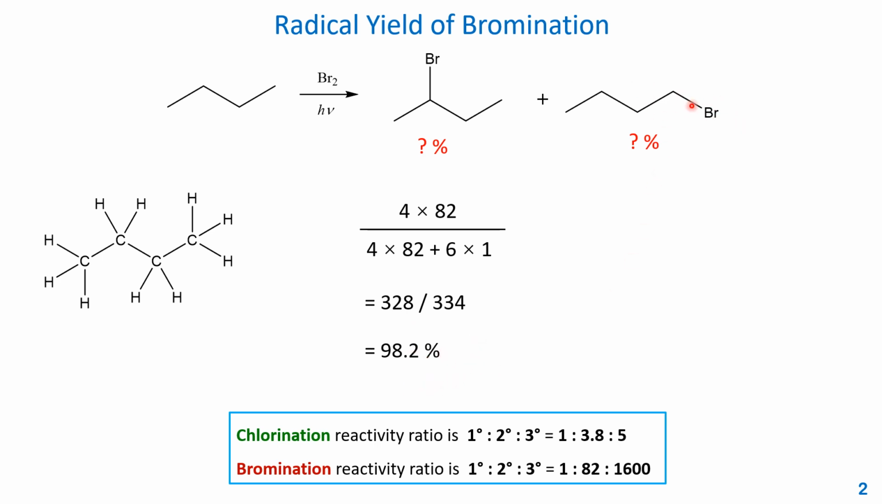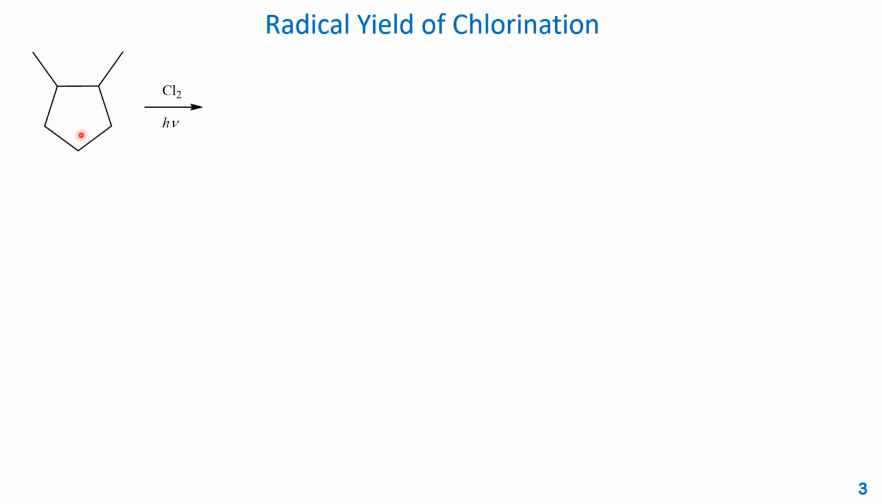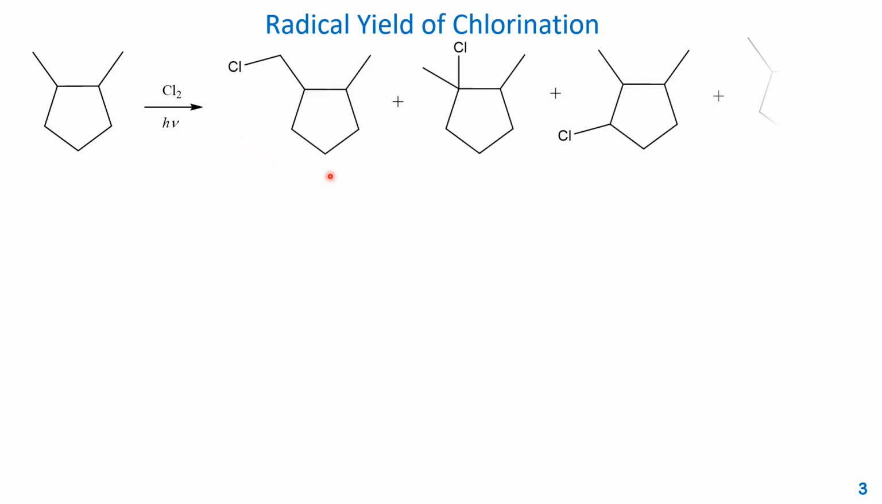For 1-bromobutane, we need to use 6, because any one of the 6 hydrogens can be replaced by bromine, times the reactivity of 1, over the same denominator. Then you can calculate 6 over 334, which is 1.8%. So again, you can see bromination is much more selective than chlorination. Now I'll give you another example, an acyclic alkane, and the chlorination reaction could give you 4 different products. That is this 4.